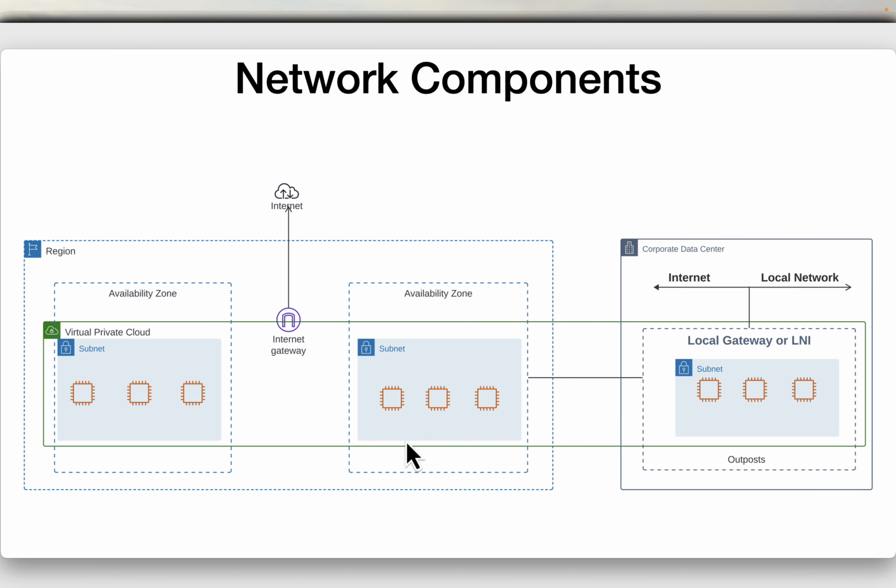Okay, these are the network components involved. So as I talked about, it extends. So you have an Outpost in your corporate data center, and you have a local gateway, and you have a service link. And then you can create subnets and all in your Outpost server or the rack.